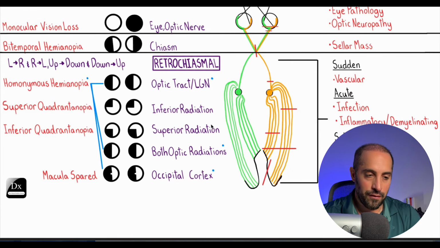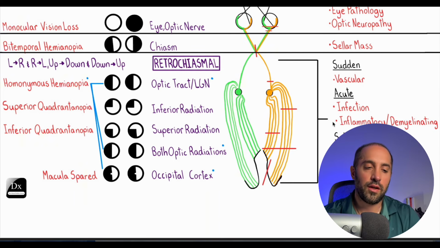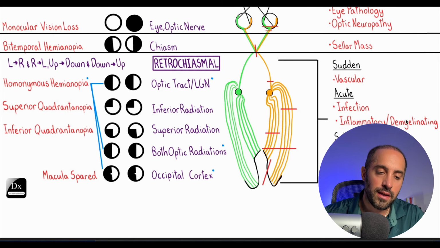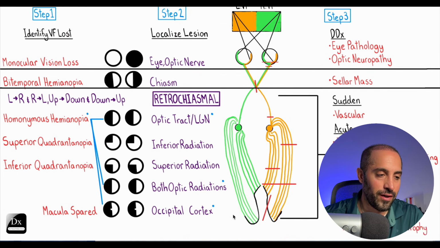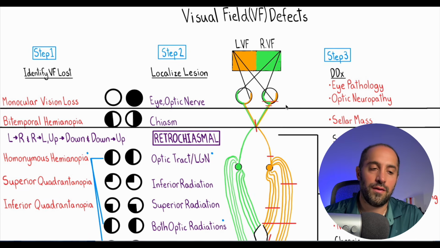And once you identify a retrochiasmatic lesion, then you can use the time course to make progress. Sudden onset, a vascular issue like a stroke. Acute in onset, you're really dealing with infections and inflammatory / demyelinating conditions. Subacute, neoplasms, and chronic could be degeneration. So just one last view of this beautiful figure. Identify the visual field loss, localize the lesion, and then using time course, come up with the most relevant DDX.